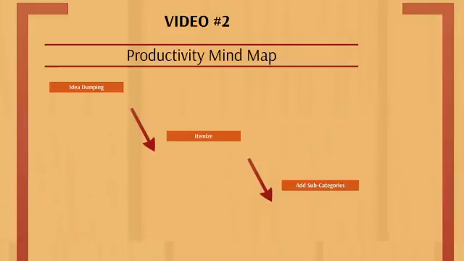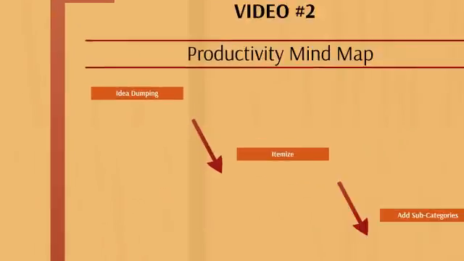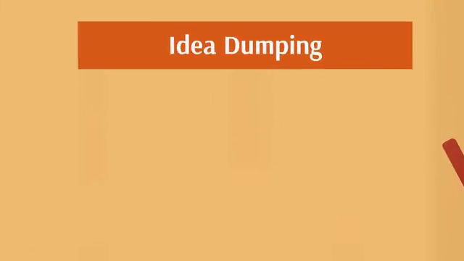This is what we call the productivity mind map. And what I'm going to do is walk you through step by step. So before we actually jump right in and show you different productivity tools and all that good stuff, we're going to focus first and foremost on what we call idea dumping.